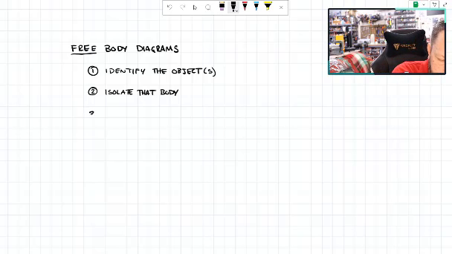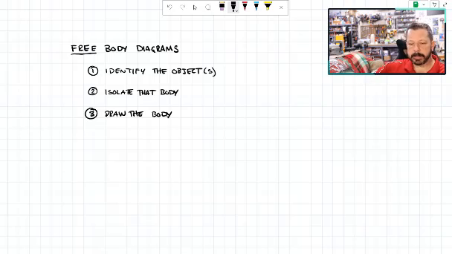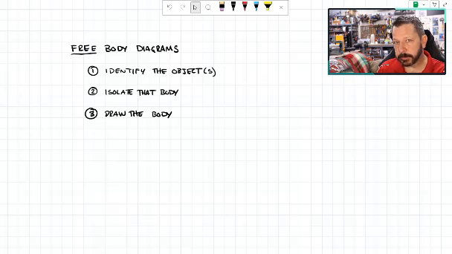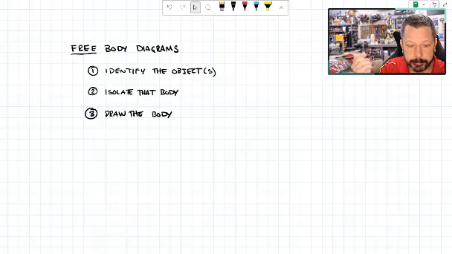Then I want to draw that body. You don't have to be an artistic drawing. Sometimes the body that you draw is nothing but a dot, just a point, and that's replacing the whole thing. That's sometimes useful just to make things simpler. Generally, I like to draw something that looks roughly like the body itself, but I don't always do that. Sometimes it is just a dot, just to represent the free body.